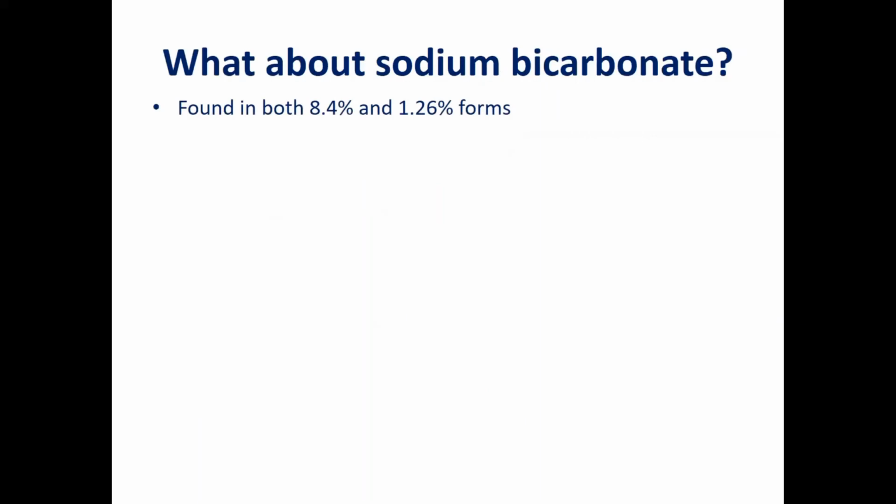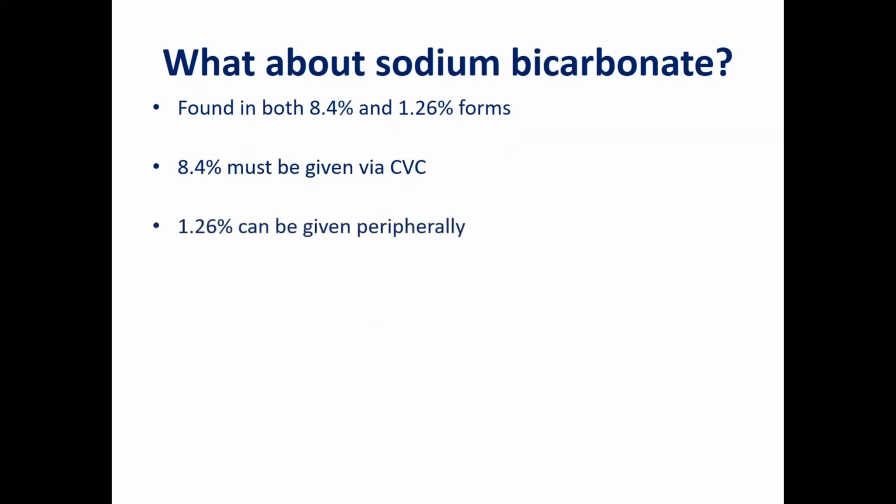Some people have heard about sodium bicarbonate. Occasionally in the ICU and the renal world, we use it. You find it in a strong form and a weak form. It's an intravenous fluid. The 8.4% must be given by a CVC. It's highly alkaline, which means it's very caustic to veins. You need to give it to a central line. The 1.26%, however, can be given peripherally. And in many ways, we give it as if you were giving saline. So they come in 500 ml bags. You can give it over a couple of hours or 4 hours or whatever you think is appropriate.